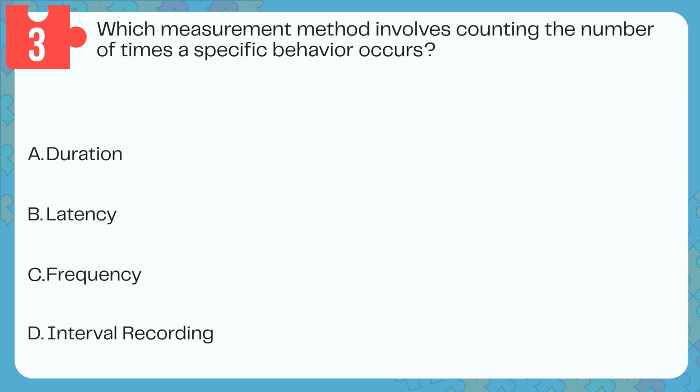Question 3. Which measurement method involves counting the number of times a specific behavior occurs? A. Duration. B. Latency. C. Frequency. D. Interval recording.